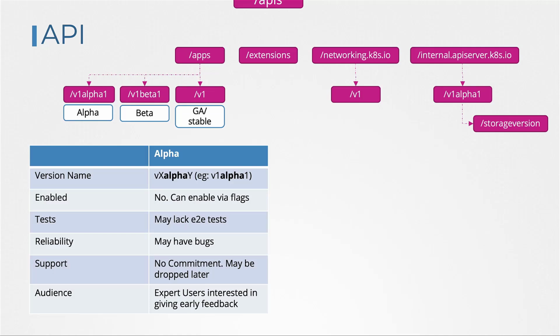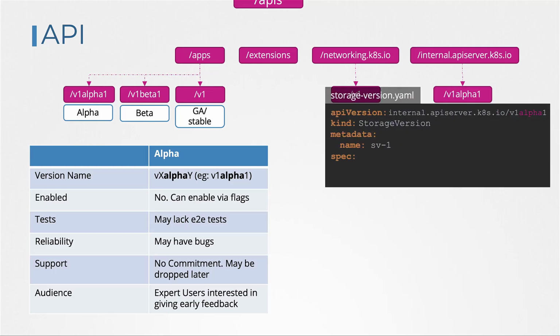This means that if you were to create this object now, you will have to say in the YAML definition file the API version as internal.apiserver.k8s.io/v1alpha1. However, this alpha version is not enabled by default. So if you try to create this object, you will not be able to do that. We'll discuss how to enable a particular API version, specifically those in the alpha version, a few minutes later in this video.